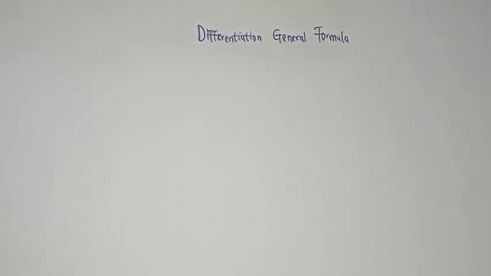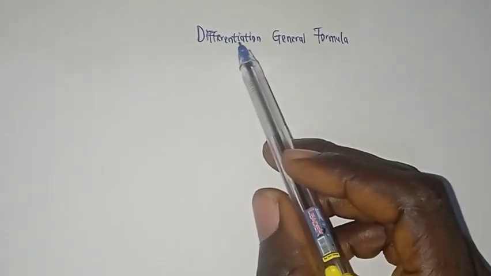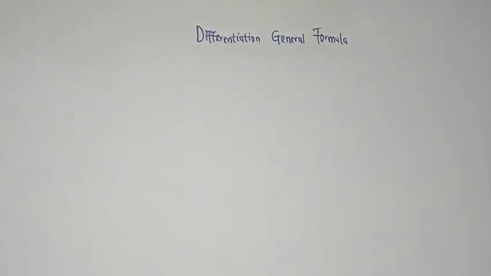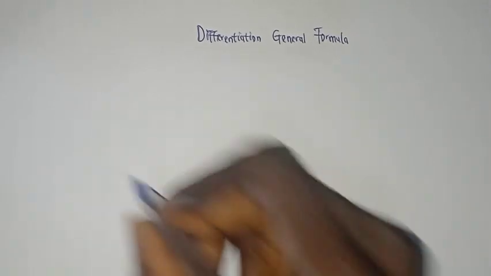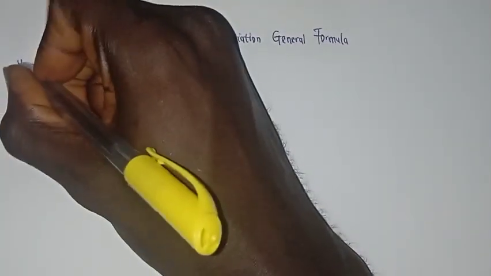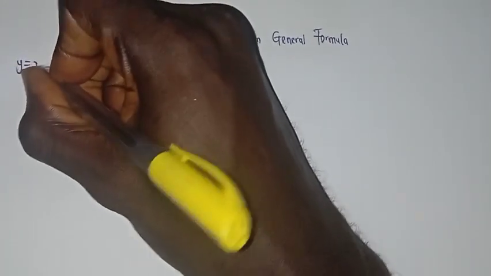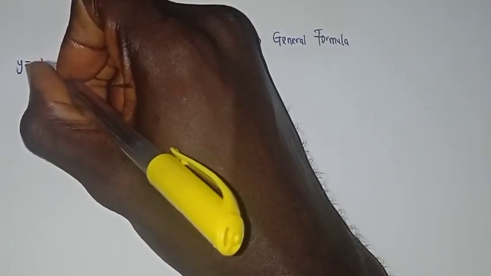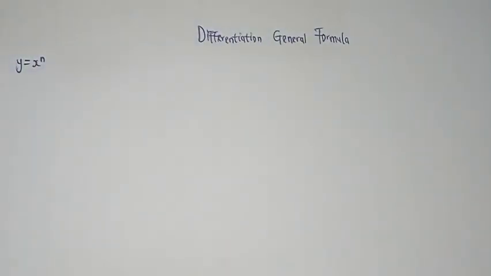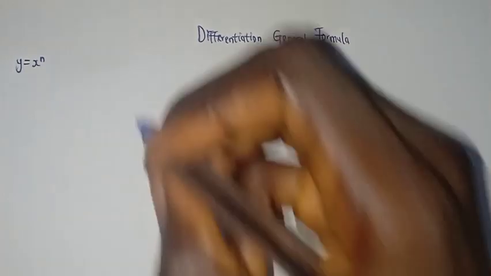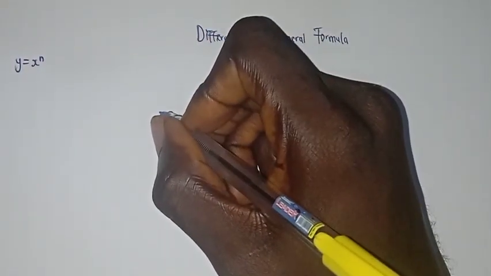So in this video, I'll be showing you guys how the general formula of differentiation was derived, how it was gotten. So let's say we have a function or an equation y is equal to x raised to the power of n, right? And we're to differentiate this using the first principle approach.